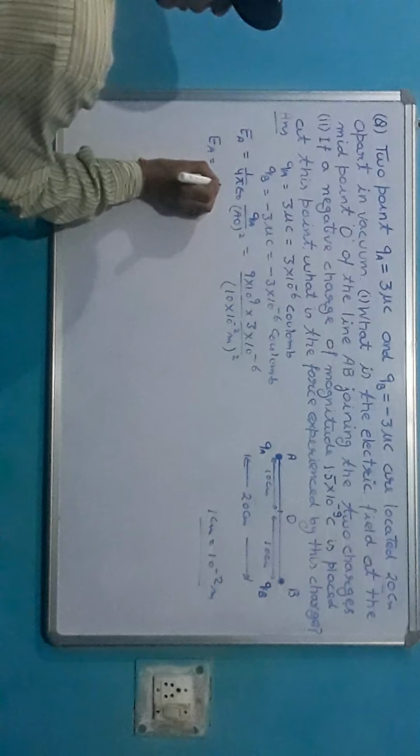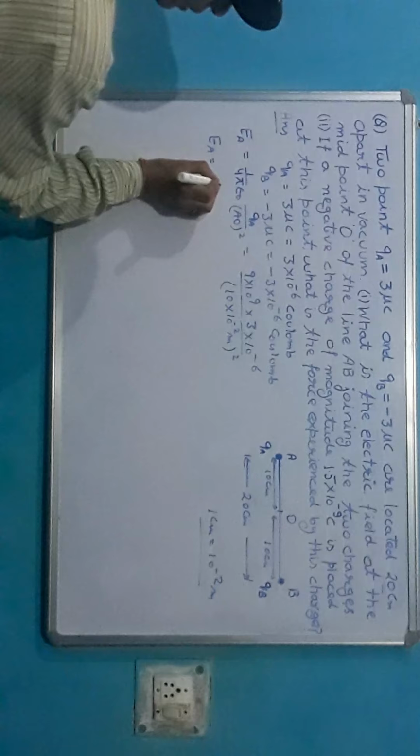I consider two points A and B. Here the point charge QA and here the point charge QB is placed, and this is the line AB, a straight line. The distance that has been given to you is 20 centimeter, and O is the midpoint of it. So definitely AO will be 10 centimeter, and OB will be 10 centimeter. The reason is that point O is at the center of line AB.